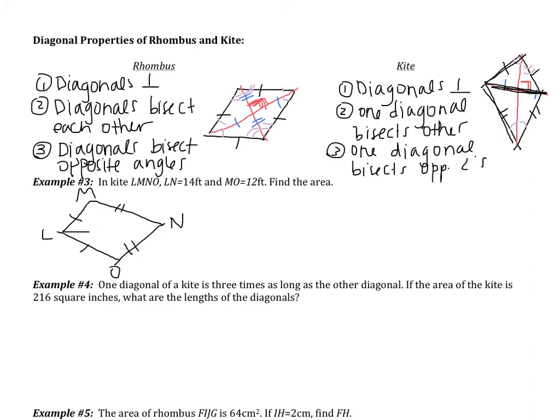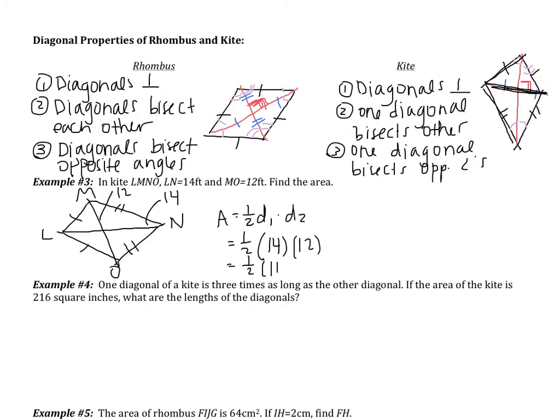We are told LN is 14 and MO is 12. So area of a kite is 1/2 diagonal 1 multiplied by diagonal 2. In this case, one diagonal is 14, the other diagonal is 12. So 14 multiplied by 12 ends up being 168. If I multiply that by 1/2, I get the area to be 84 feet squared. So that's not too bad.